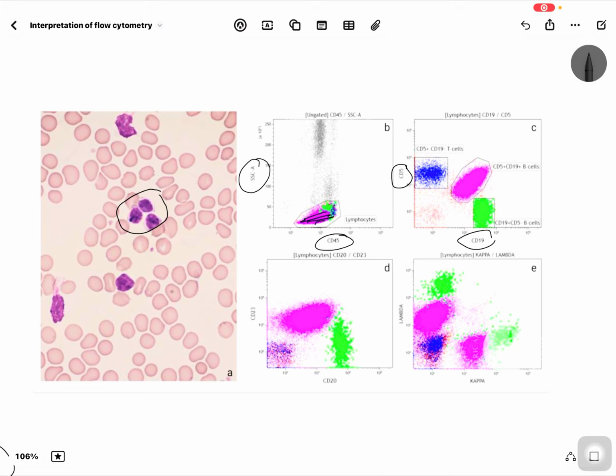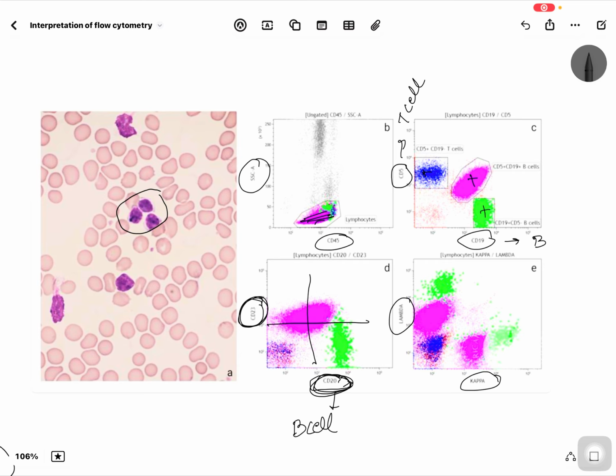Okay, so then there is CD5 and CD19. CD19 is a B cell marker. CD5 is again a T cell marker. Okay, then everything is positive, positive, positive. Then CD23 and CD20. If you divide it, that means CD23 is positive as well as CD20 being positive. What are these examples? They are B cell markers.